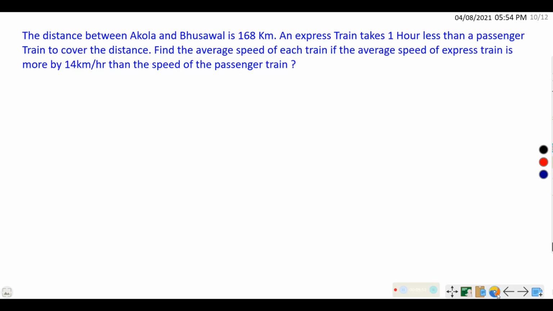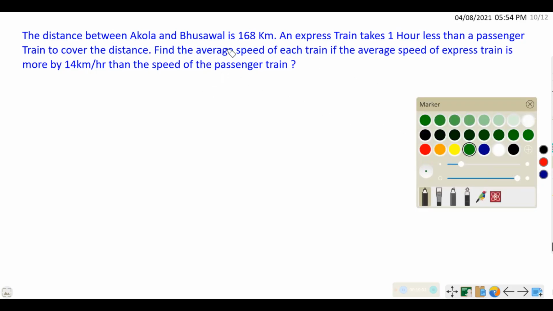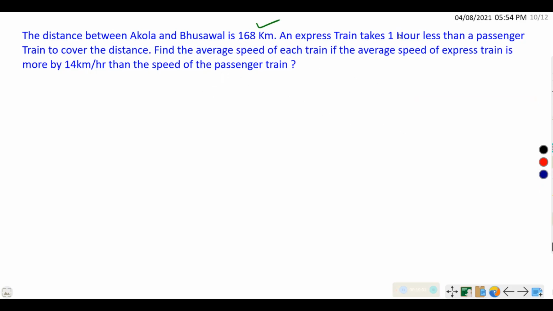Certain informations are given and it is a beautiful sum, practical sum. It is given that the distance between Akola and Bhusawal is 168 km and express train takes 1 hour less than this passenger train. Passenger train goes slowly. And it is also given that express train is having a speed more by 14 km per hour than the passenger train. So let us assume something. Distance given as distance between Akola and Bhusawal.